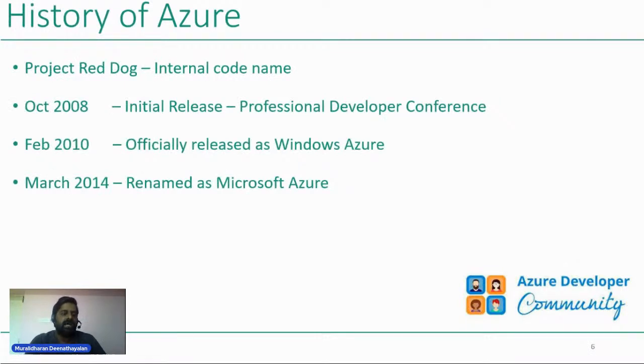Okay, so the next one is the history of Azure. Initially, Microsoft coded the name Project Red Dog for Azure. So that's called the internal code name. Later in October 2008, the very initial release of Azure was released at the Professional Developers Conference. And later in February 2010, they officially renamed it Windows Azure rather than Project Red Dog. There was a lot of confusion with the names Microsoft Azure and Windows Azure. Then they renamed it completely in March 2014 as Microsoft Azure. So there is no Windows Azure; here it is called Microsoft Azure.